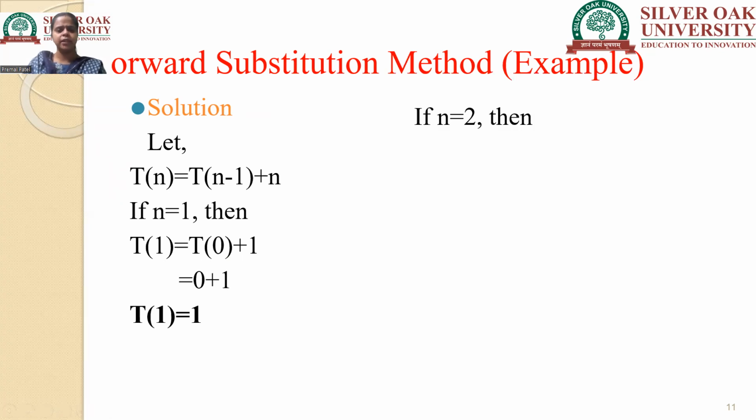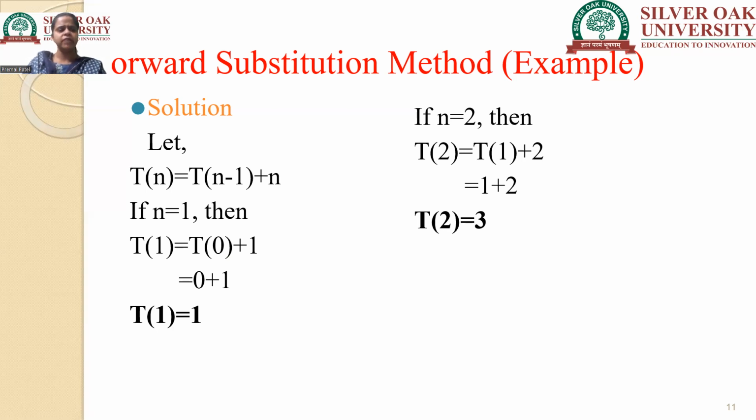Now, by increasing the value of n, we take n = 2. Then T(n) becomes T(2) = T(2-1) + 2, that is, T(1) + 2. We already got the value of T(1), which is 1, so we put it in: 1 + 2 = 3. So we get T(2) = 3.